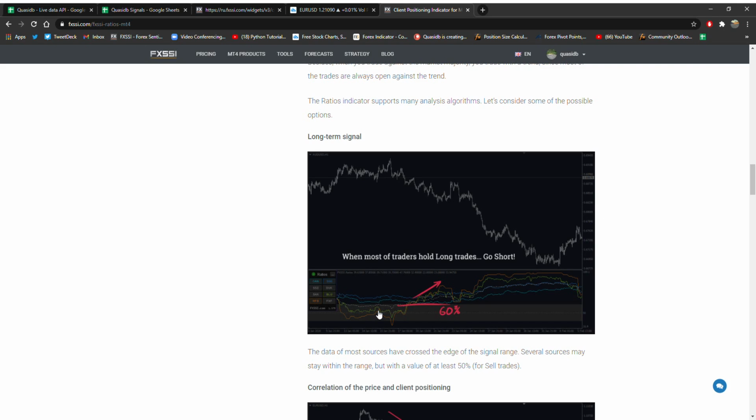Now, for some reason here, let's just say hypothetically that this is the Euro USD, and at some point something happened to cause them to go long.